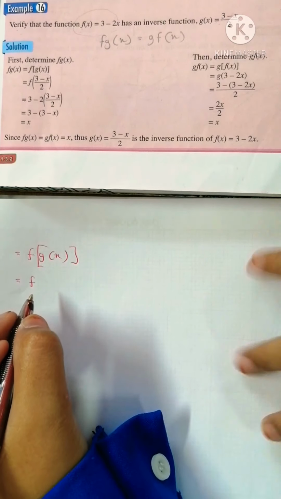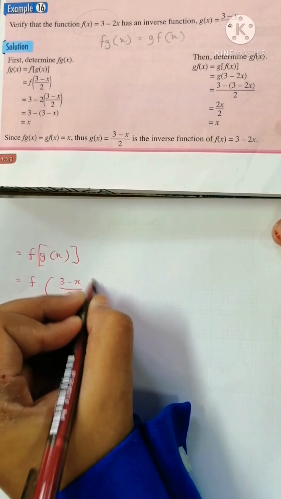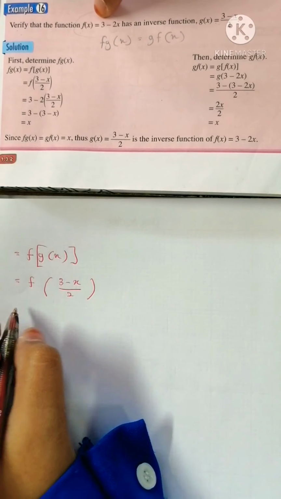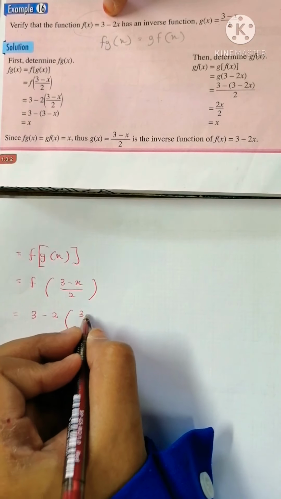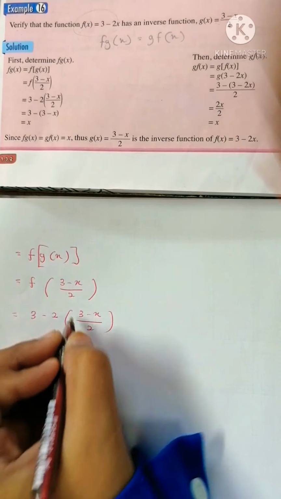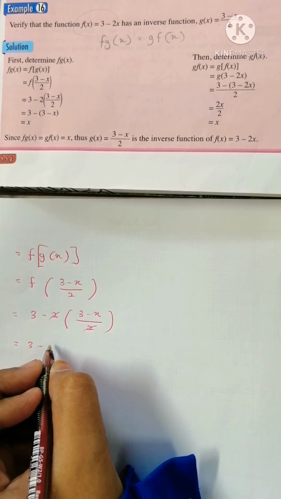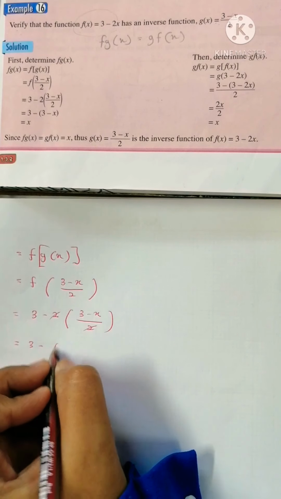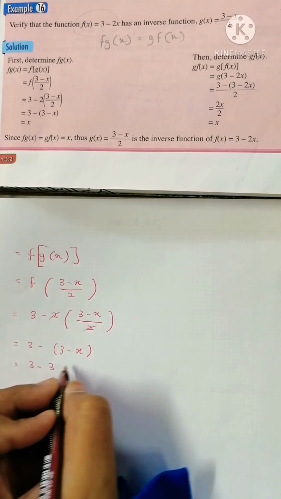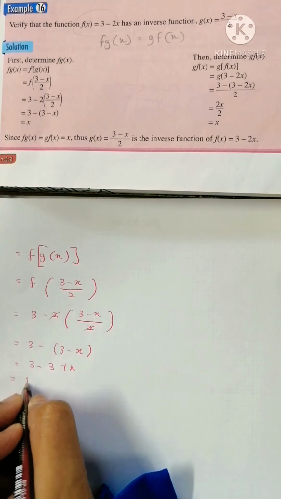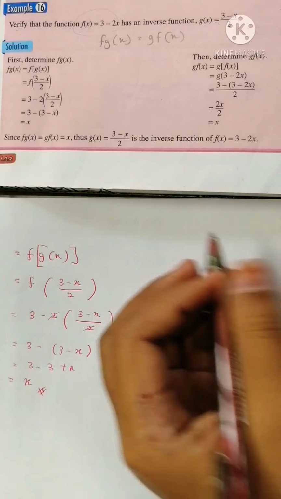So f(g(x)), what is g(x)? g(x) is (3 minus x) over 2. Now in function f, 3 minus 2 times the whole thing, so 3 minus 2 times (3 minus x) over 2. Now we can cancel this, and then 3 minus negative, 3 minus 3 plus x. So we know the answer is x for this side. Okay, now another one.